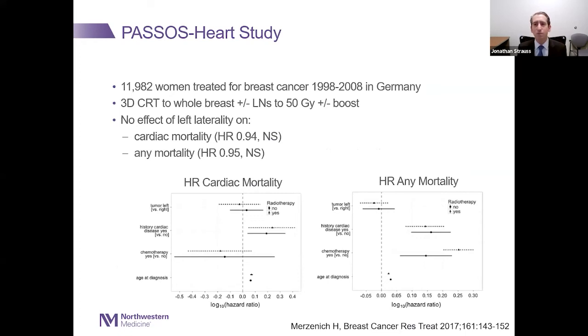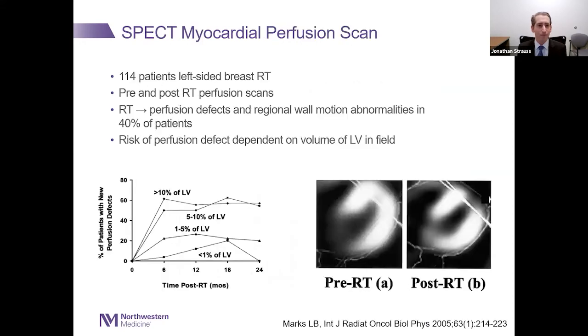One can only speculate as to exactly why this phenomenon is true, although my suspicion is it has multiple causes, including improvements in radiotherapy, as well as improvements in cardiac care across the board, so that even if we cause some cardiac injury, we may be able to prevent cardiac death.